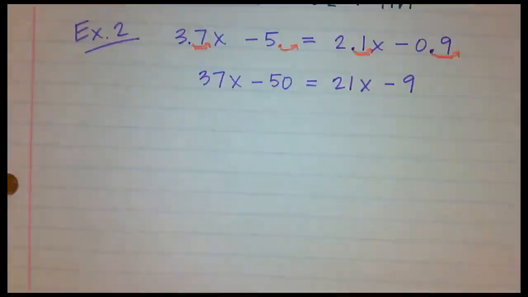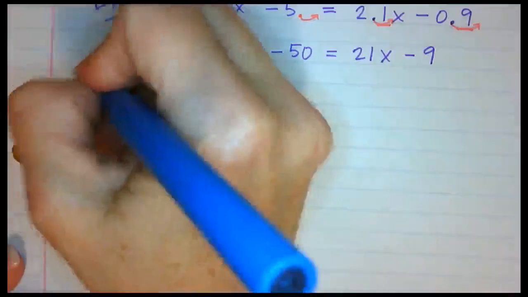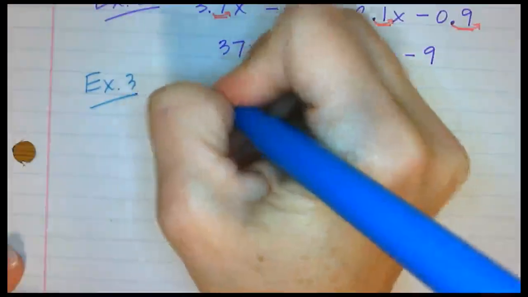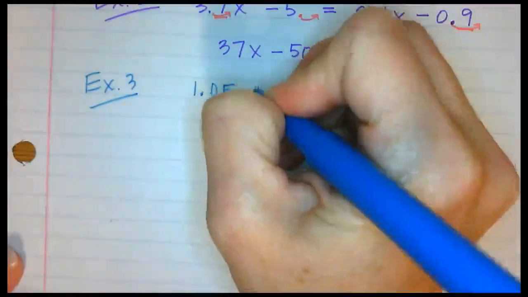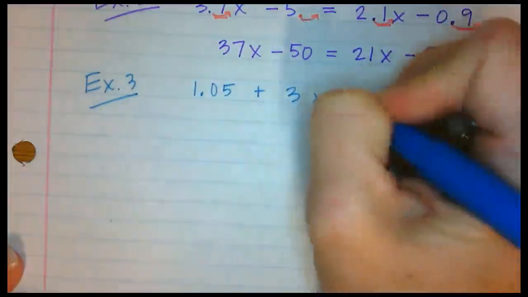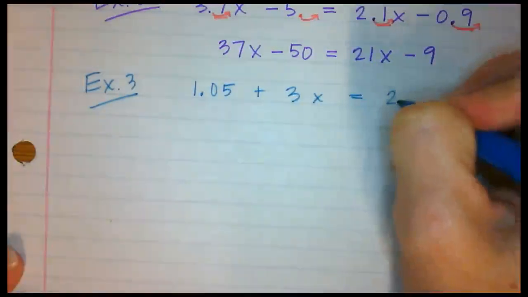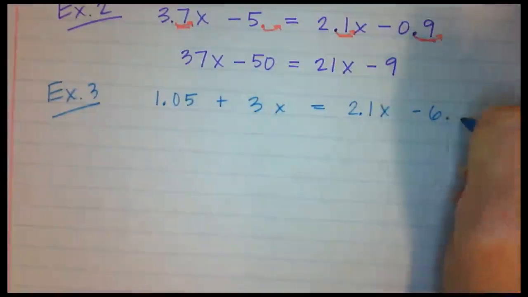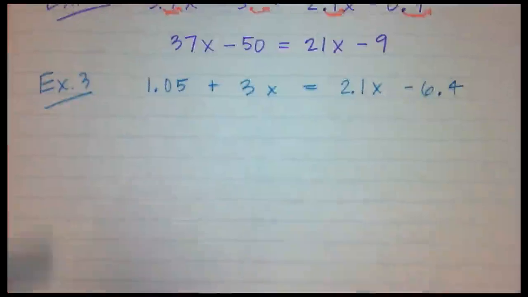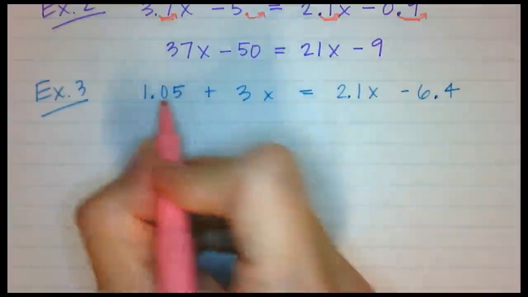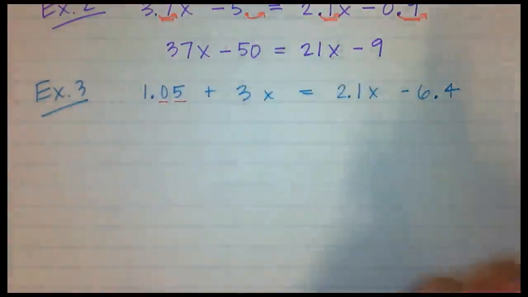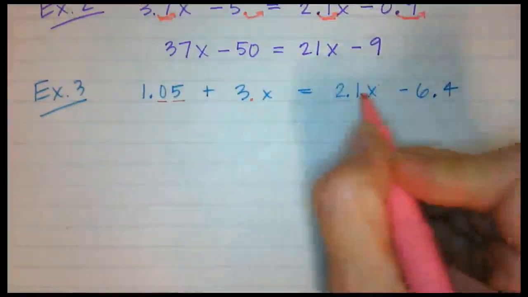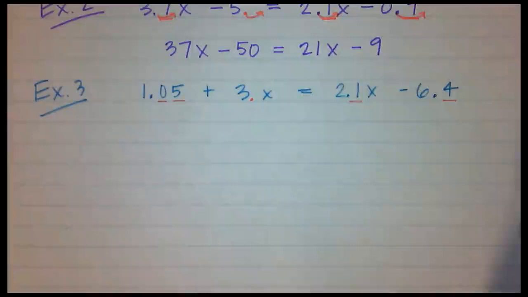Let's look at one more decimal one. So for this example, let's say 1.05 plus 3x equals 2.1x minus 6.4. All right, so again, we're going to look and check the decimals. So we have two decimals here. This one doesn't have any, this one has 1, and this one has 1.